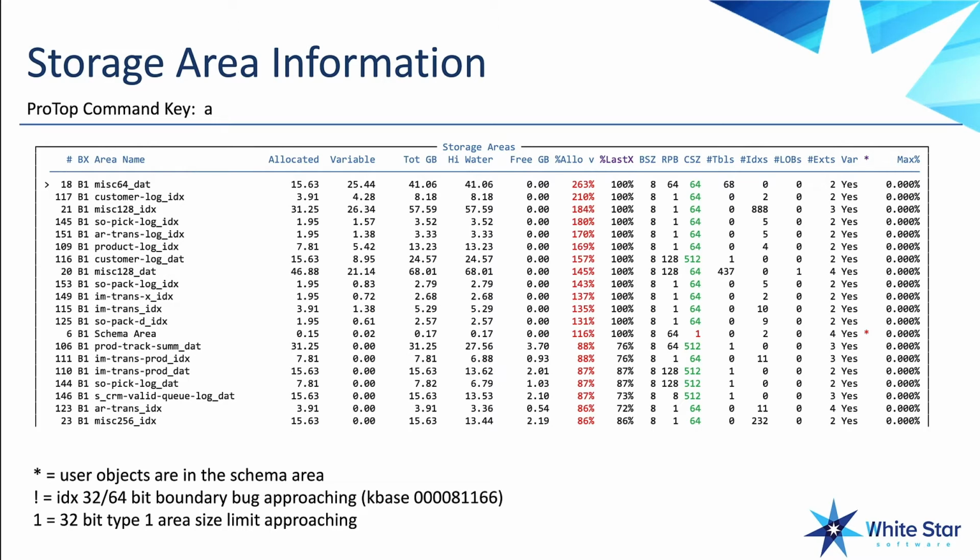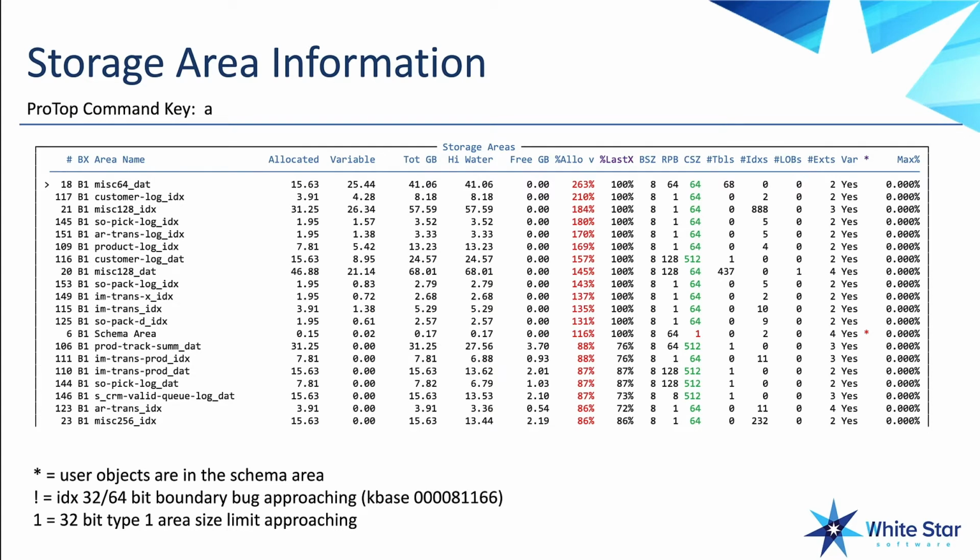We can also see really quickly that there is an area with a cluster size of 1. This is the schema area. Unfortunately, the schema area has to have a cluster size of 1, so it is a type 1 area and cannot be a type 2 area. And then we see that there's a little asterisk over in the note column. And what that means is that there are user objects in the schema area. And what we see here is that there are 2 indexes that are in the schema area.